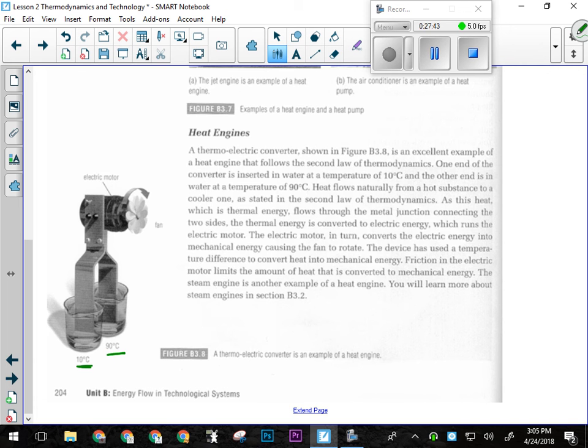In fact, the fan will turn slower and slower and slower as these get closer and closer to the same temperature. So like we said, a heat engine follows the second law of thermodynamics, and it converts heat into mechanical energy.